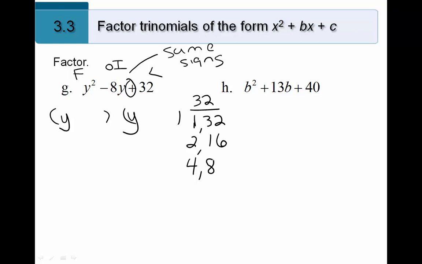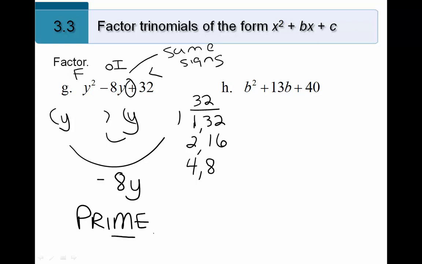So if you add these up, 1 plus 32 is 33. 2 plus 16 is 18, and 4 plus 8 is 12. And ours needs to add up to negative 8y. So there's no two factors of 32 that are going to add up to negative 8y. So this one is prime. You cannot factor it.